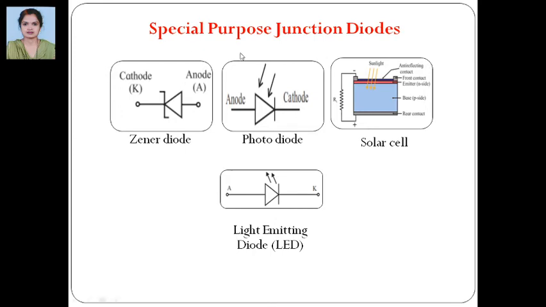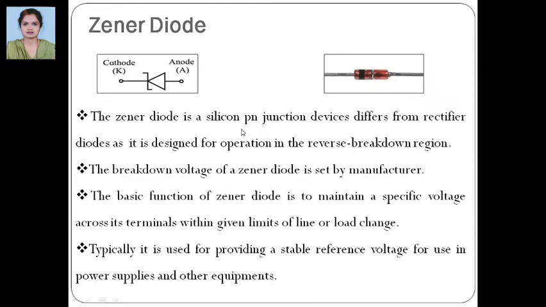There are many more special purpose junction diodes such as Zener diode, photodiode, solar cell or LED. Out of this, Zener diode works on the PN junction breakdown region. Photodiode, solar cell, LED are working on the photosensitive effect for conversion of one form of energy into another form of energy. Here we will see detail about Zener diode.